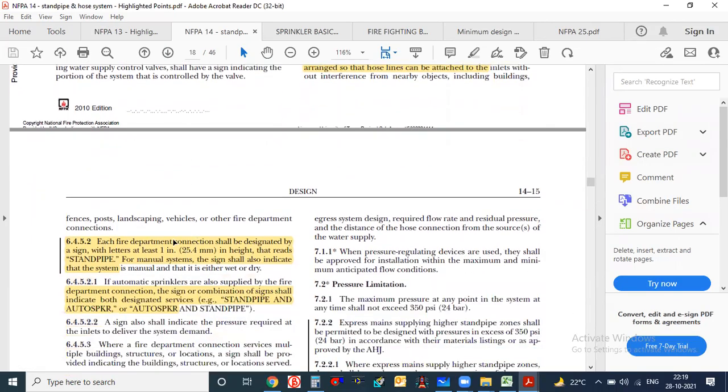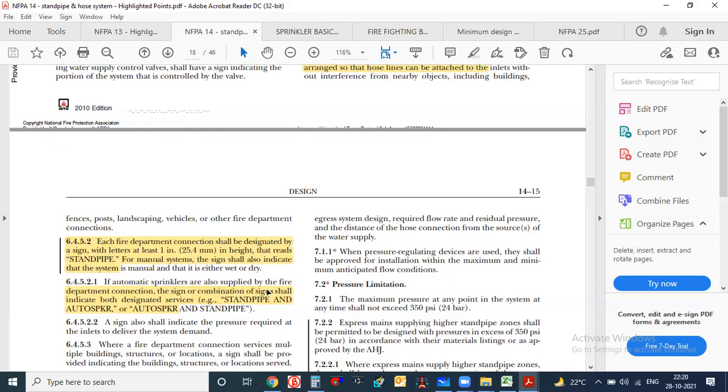And here they have written some points which are followed or not followed. Each fire department connection shall be designated by a sign with letters at least 1 inch high. You have to write standpipe so that the team will come and recognize it, because sometimes the yard hydrant and fire department connection look the same. We cannot recognize them because yard hydrants are also red in color and fire department connections are also red. So maybe that's why they have said you have to write down the name: this is your fire department connection.